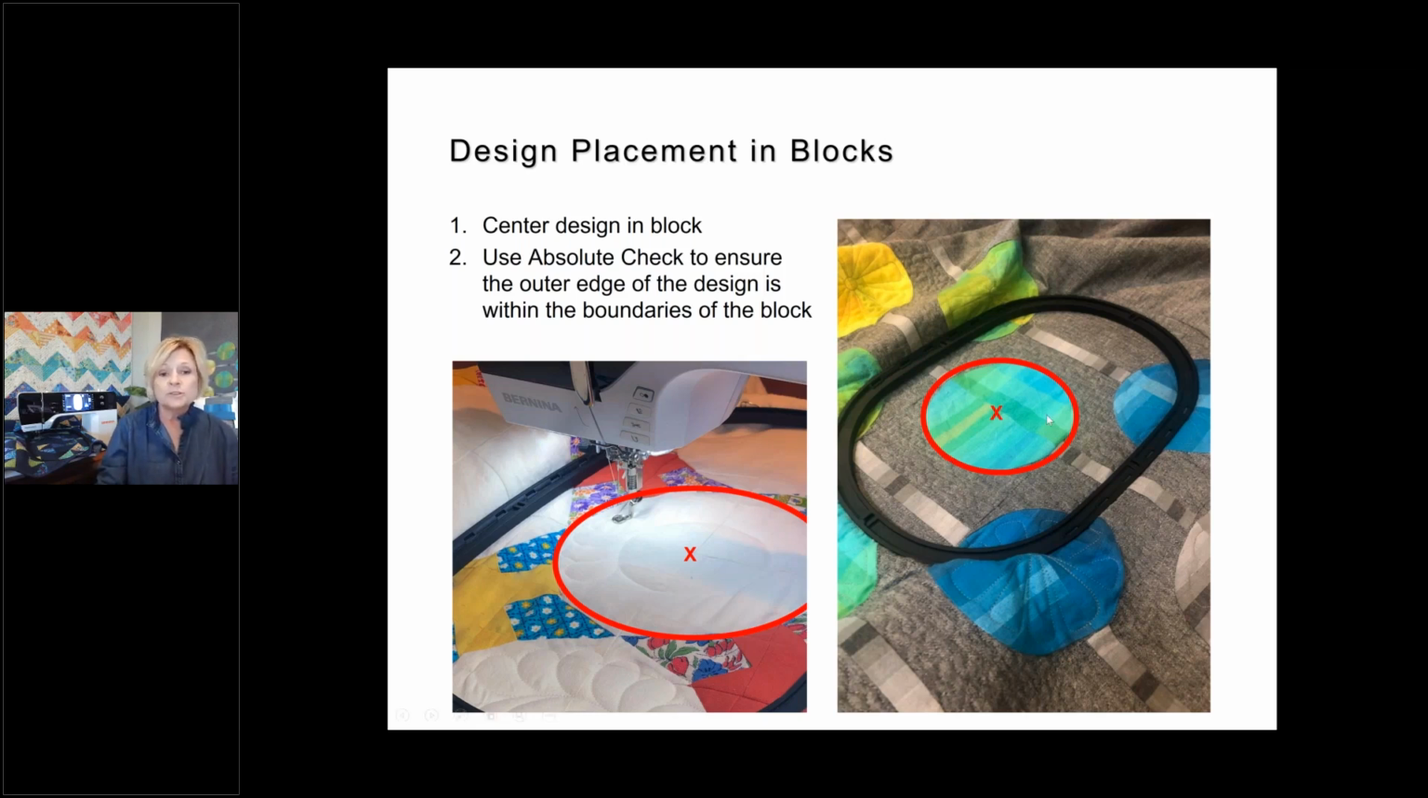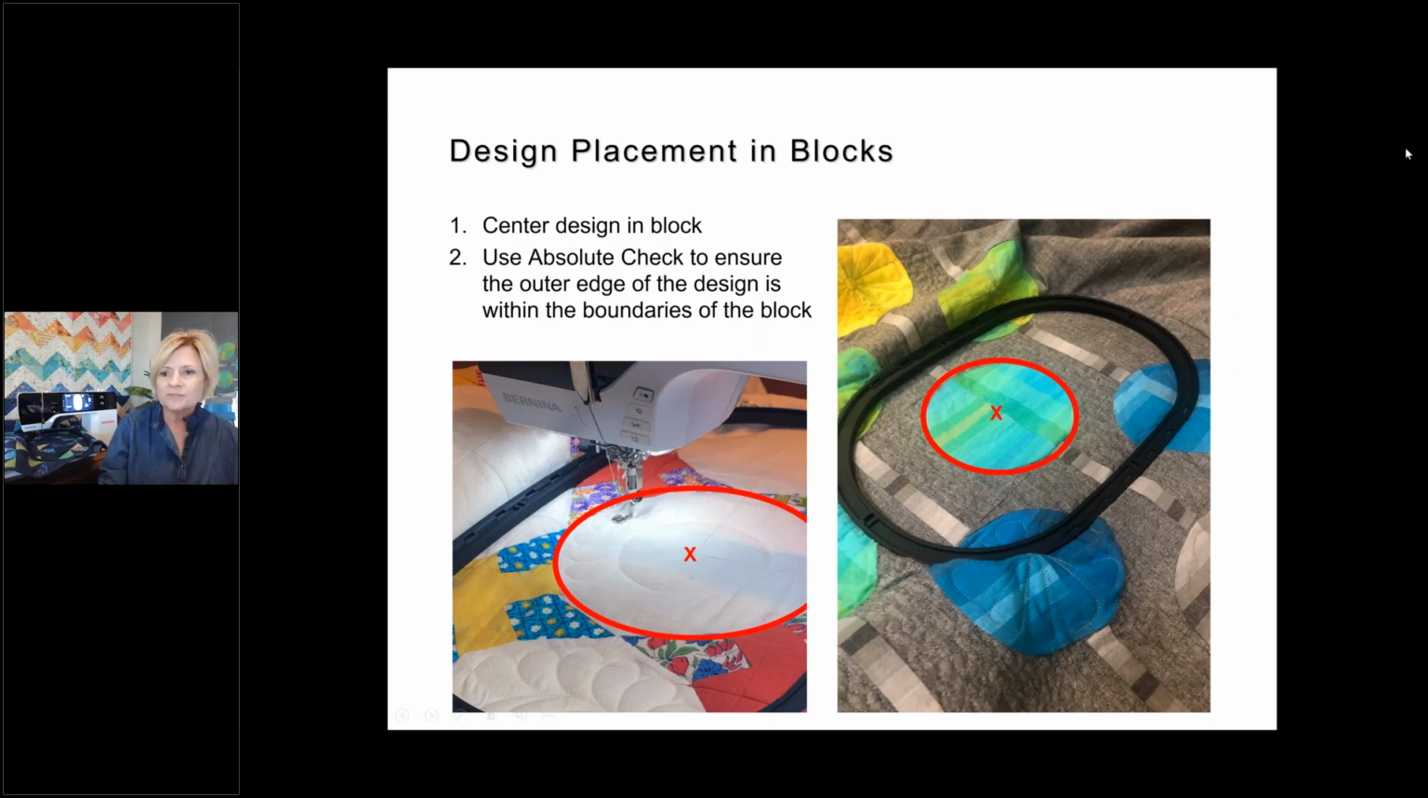So absolute check is a feature where, on the screen of your machine, you can point to or select any point of the design, and the hoop will move the hooped fabric under the needle to that exact point that you have selected. Therefore, you can see on your fabric any point in that design that you want to check its location.